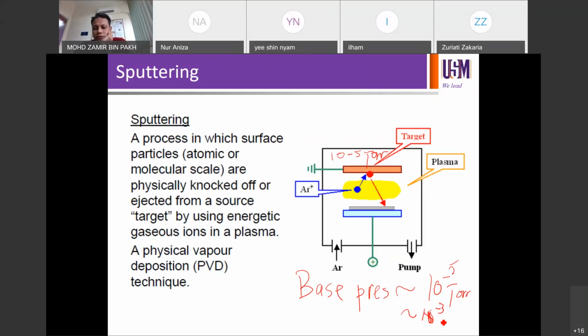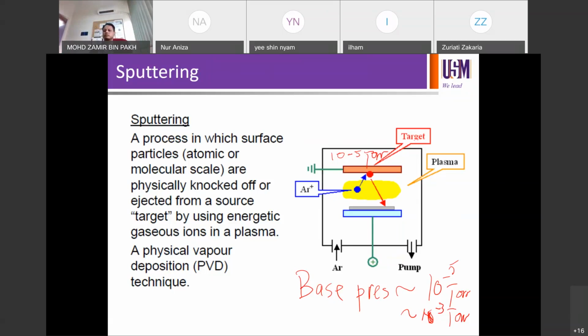10 minus 3 torr. So you notice that the pressure has now increased by 2 orders of magnitude by injecting the argon gas before you have the plasma, right? So that's the sequence. Evacuate, -5, base pressure, stable, inject gas, it goes up to -3 or millitorr. Then you supply the electricity required, the voltage, in order to initiate the plasma. Strip off the valence electrons of the argon gas, get argon plus, get more of argon plus. Now you have plasma formation, right?